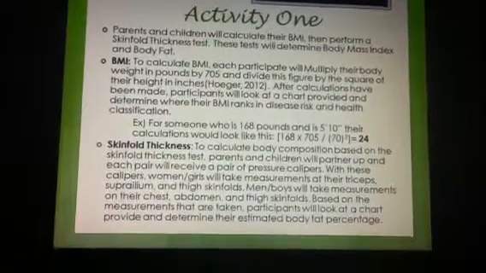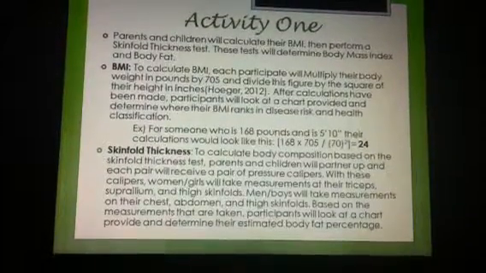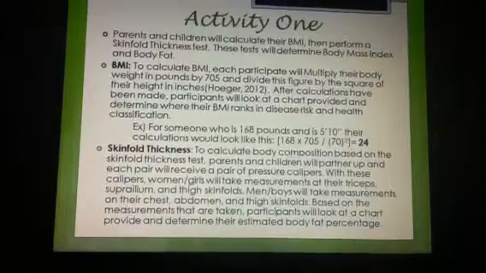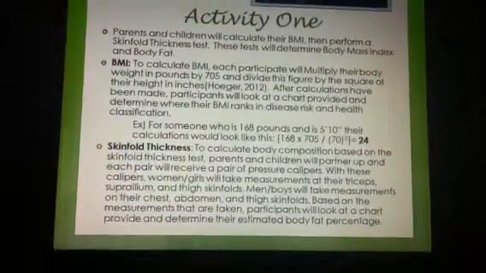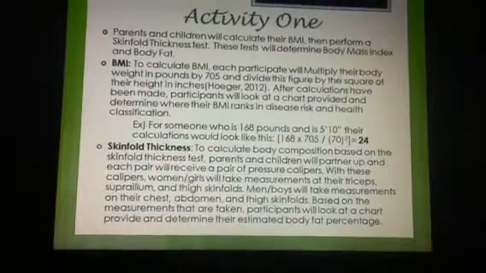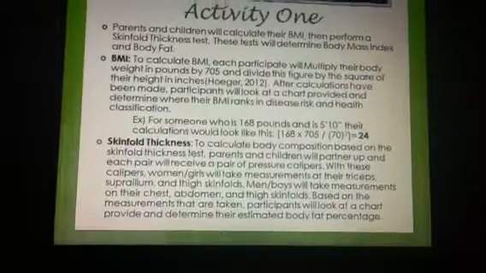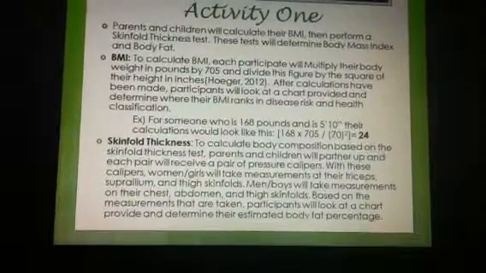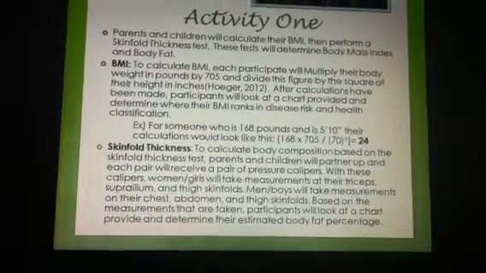To calculate their BMI, participants would multiply their body weight in pounds by 705. Then they would divide that number by the square of their height in inches. So an example of that is for someone who is 168 pounds and is 5'10", their calculation would be 168 times 705 divided by 70 squared. And that would give them a BMI of 24.